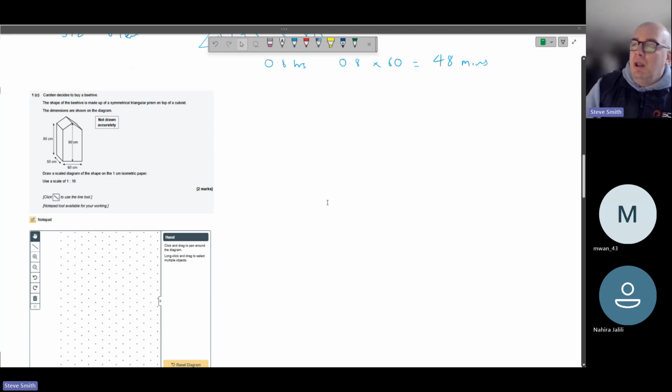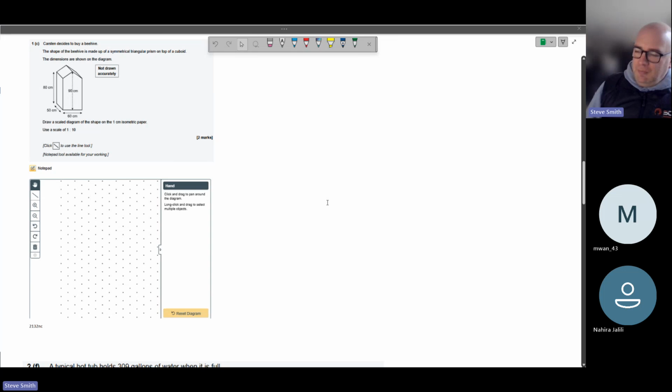Okay, another drawing one, and for me, this one brings back school memories because we used to get paper like this, and it's like, oh my god, we've got a 3D paper. This is amazing.